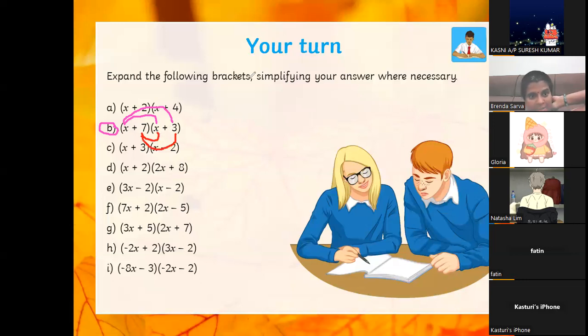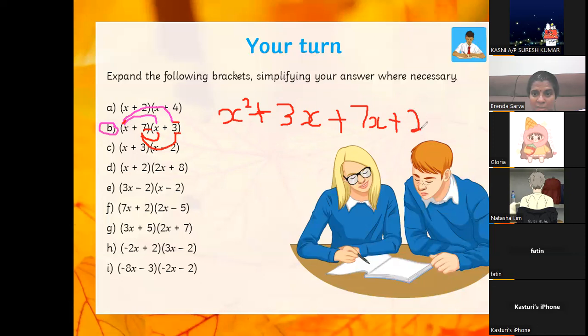Okay? All right. So let's try to do this. x times x. I'm doing B, yeah? We're going to get x squared. x times 3, I'm going to get positive. This is positive, so it's 3x. And then 7 times x, also positive, 7x. And finally, 7 times 3.